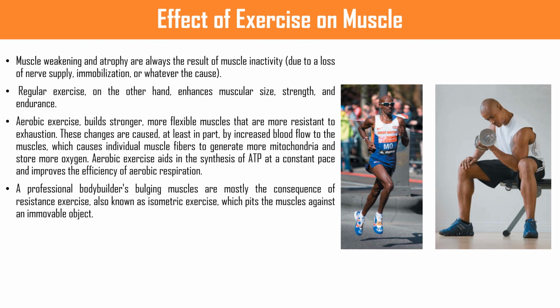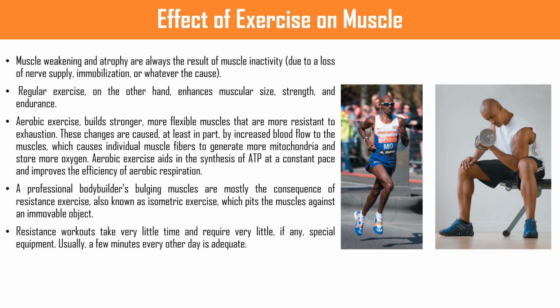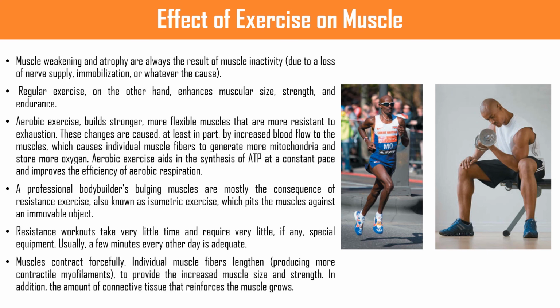A professional bodybuilder's bulging muscles are mostly the consequence of resistance exercise, also known as isometric exercise, which pits the muscles against an immovable object. Resistance workouts take very little time and require very little, if any, special equipment. Usually, a few minutes every other day is adequate. Muscles contract forcibly. Individual muscle fibers lengthen, producing more contractile myofilaments to provide the increased muscle size and strength. In addition, the amount of connective tissue that reinforces the muscle grows.